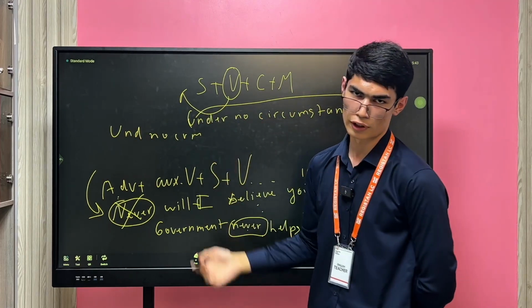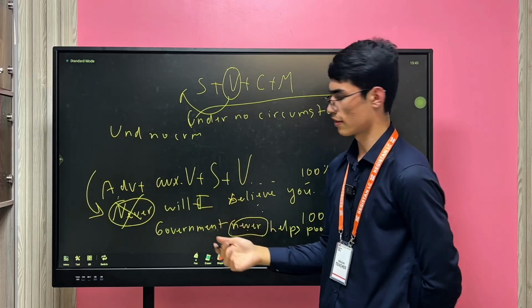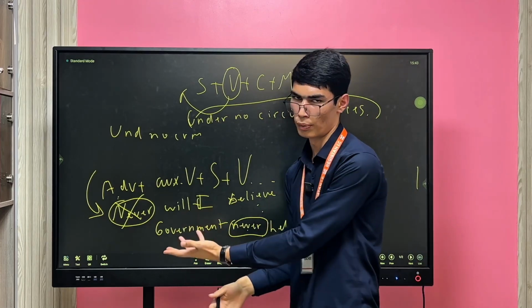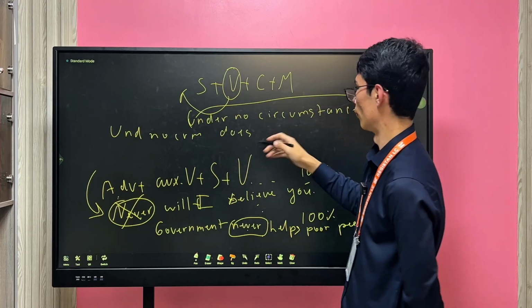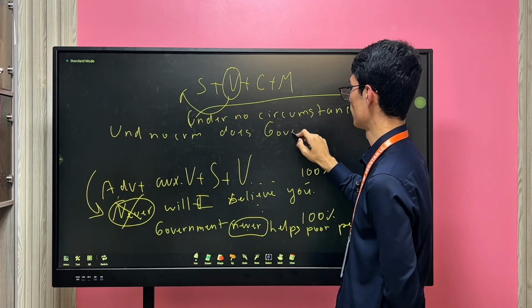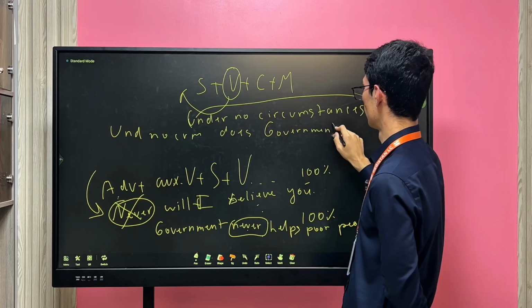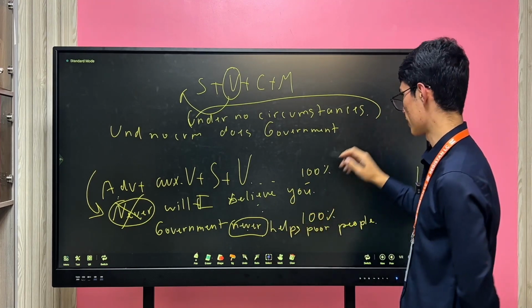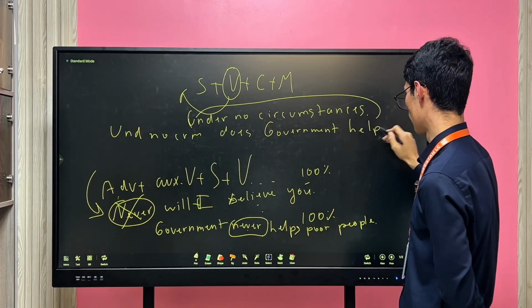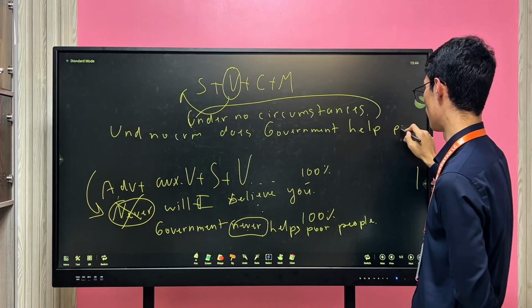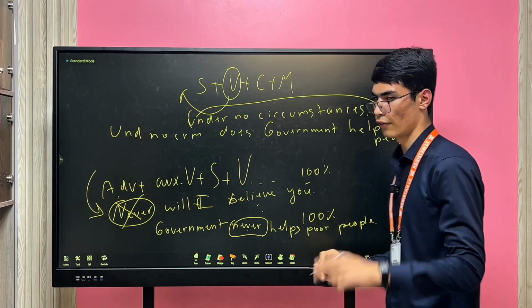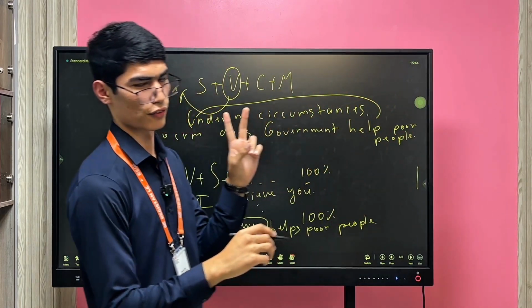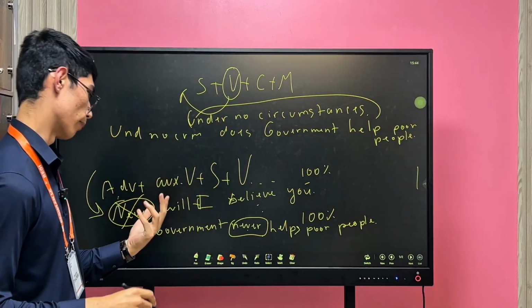Then we need our auxiliary verb. The auxiliary verb is do, does. But here our subject is government, so we need to use does. Then our subject, which is government, and our verb, which is help. To whom? To poor people. So we have two ways. We have just two final ways to read them.